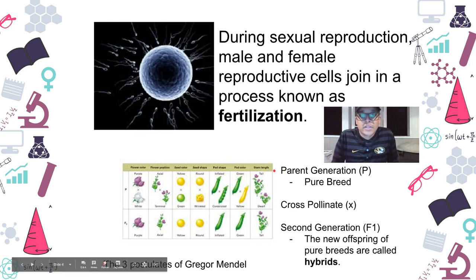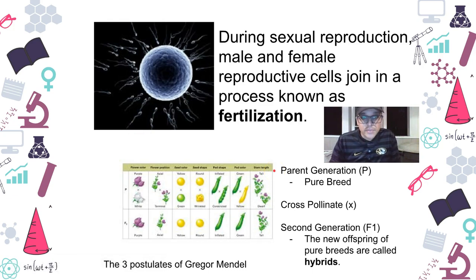Gregor Mendel was working in his garden. He was having the pea plants reproduce with each other, and the initial generation that was reproducing is called the parent generation, and that's denoted by a P. And so as they reproduce, he would cross-pollinate, and that's an X. And the offspring that would come out are called the second generation, and that's denoted by an F1. And so this new offspring of purebreds are called hybrids.